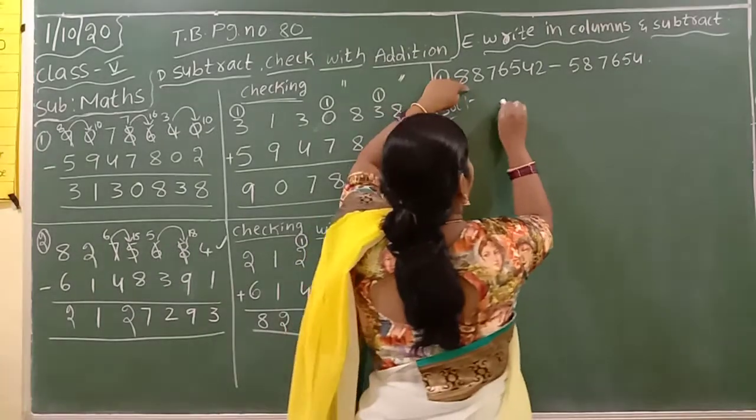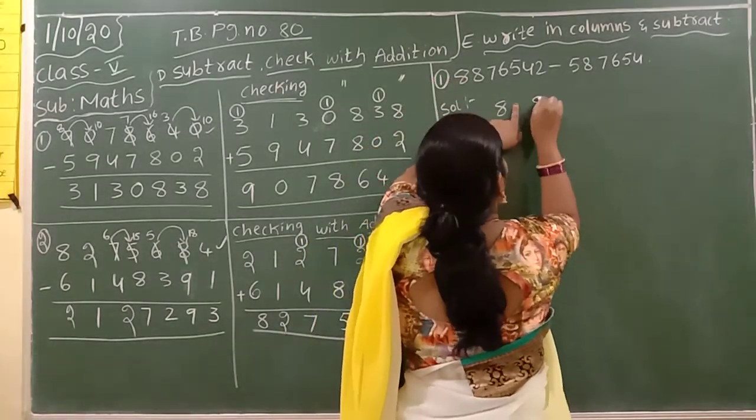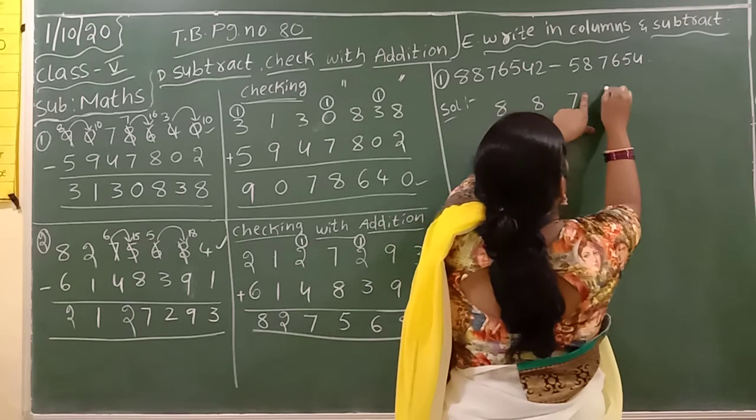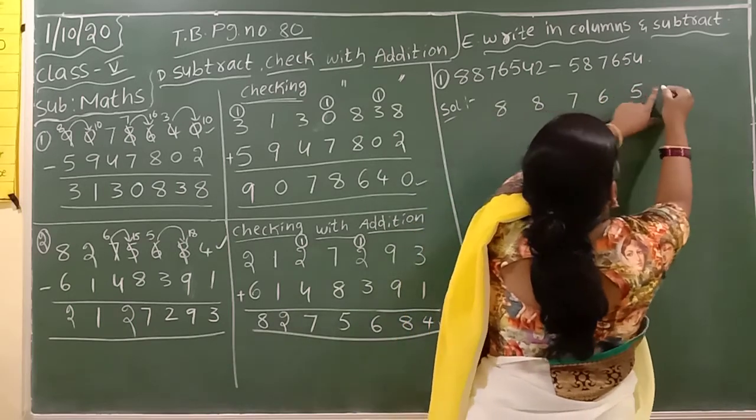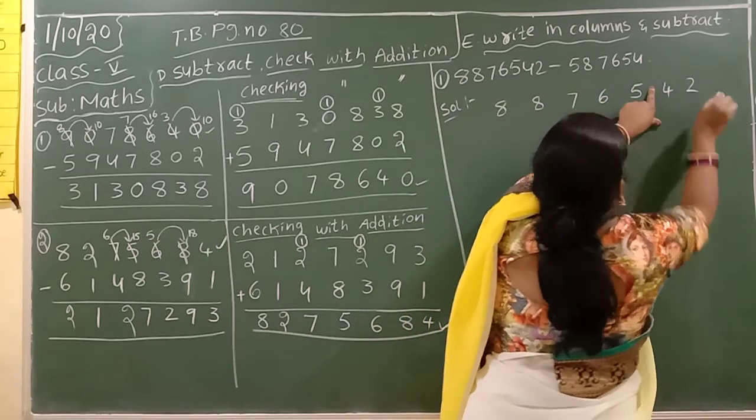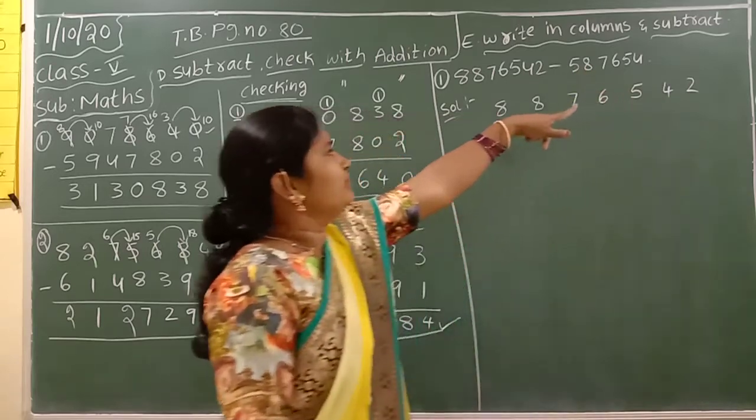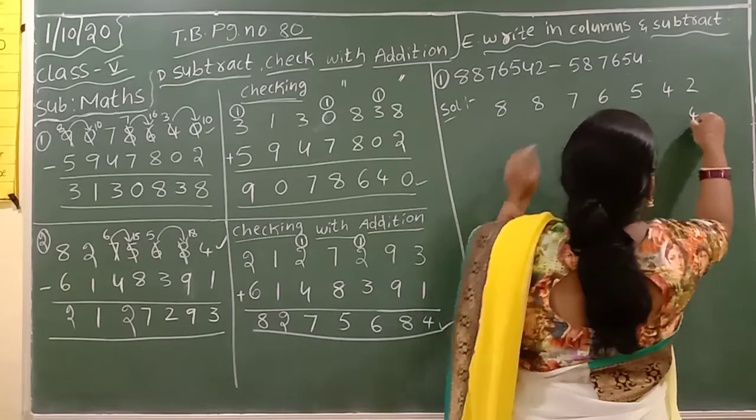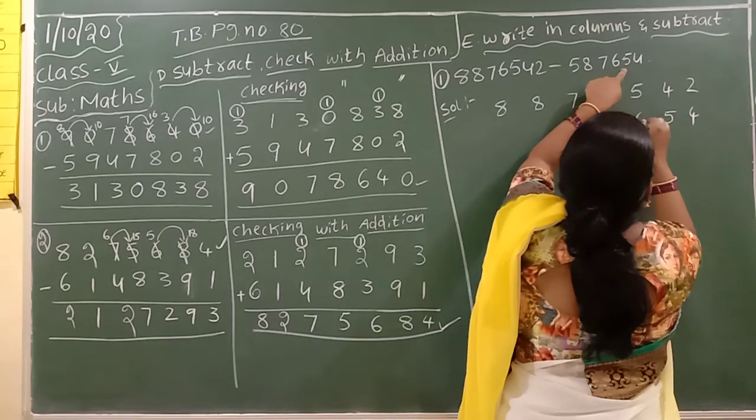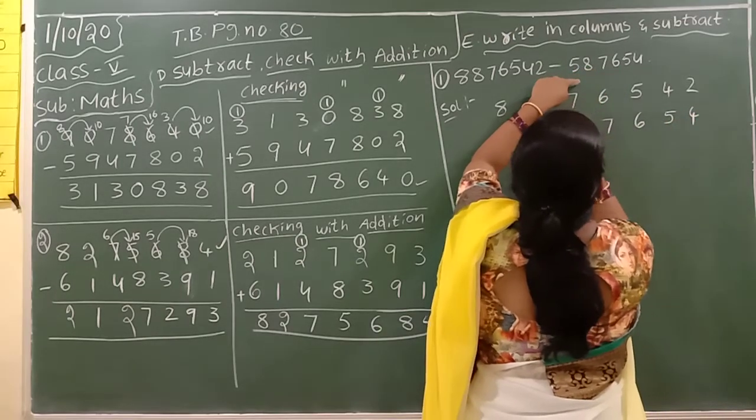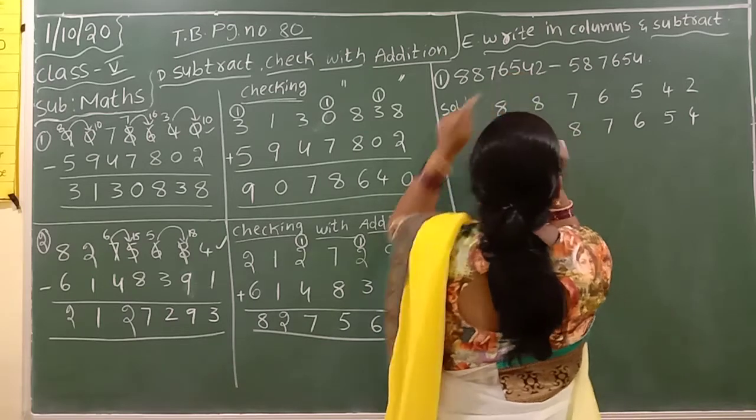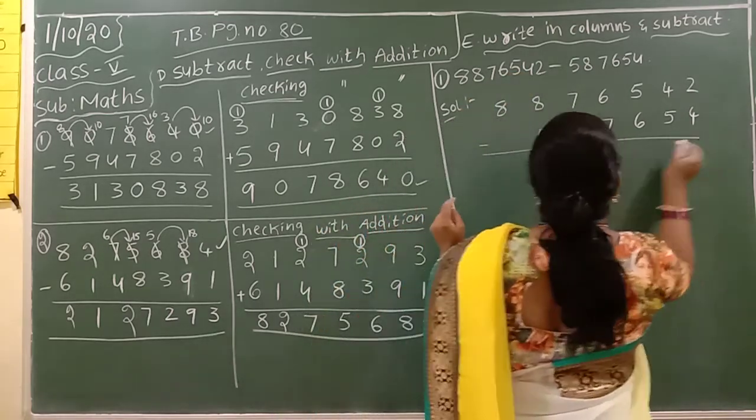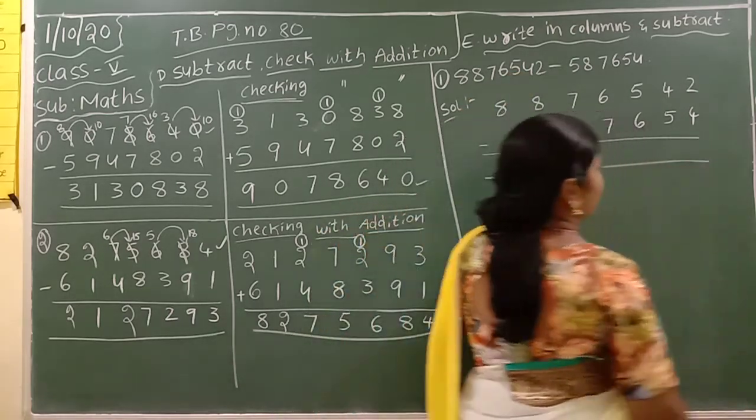Okay. Leave a finger gap, then 8, 7, 6, 5, 4, 2. The next number you have to write down from the ones place to here: 4, 5, 6, 7, 8, 5. Then the minus symbol. Now do the subtraction.